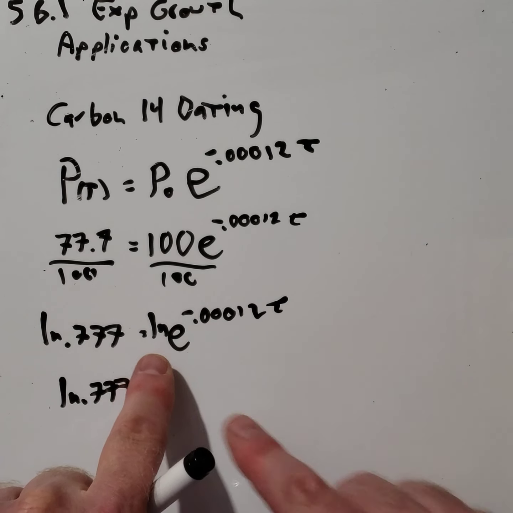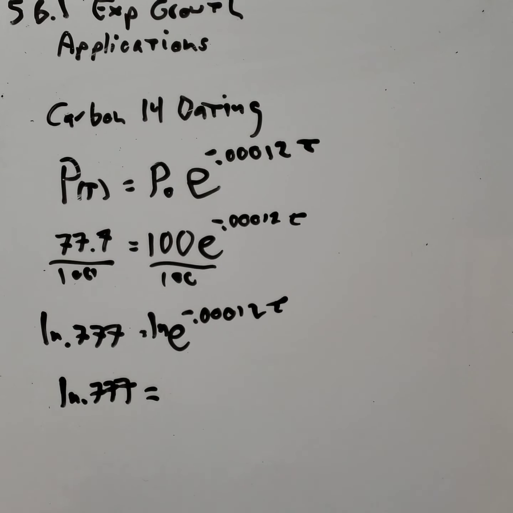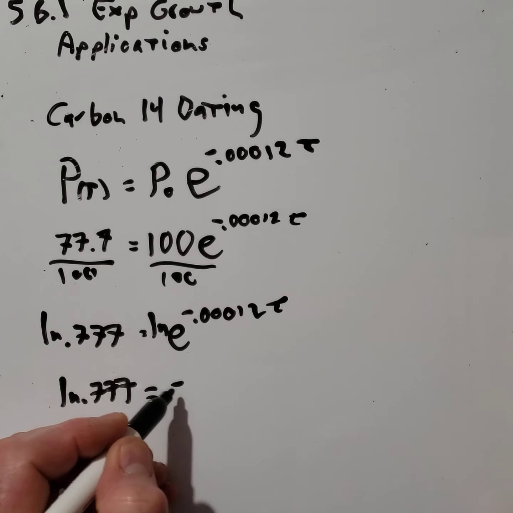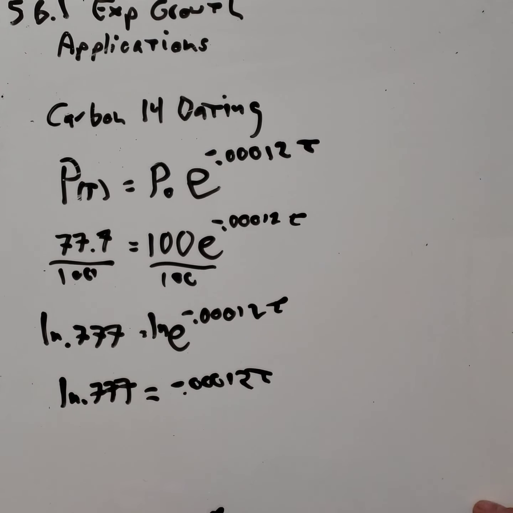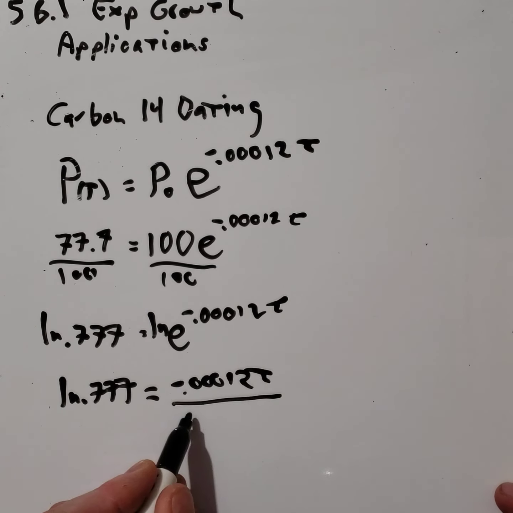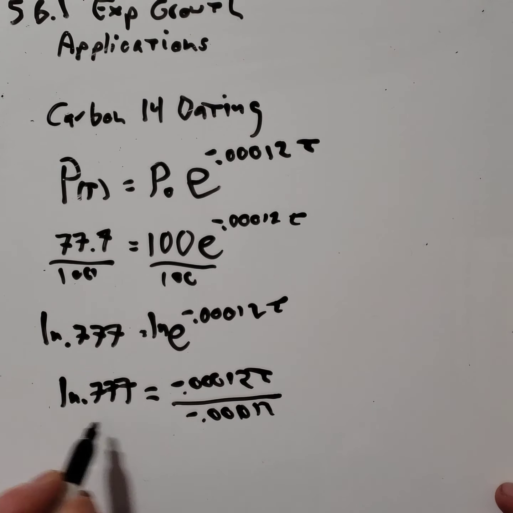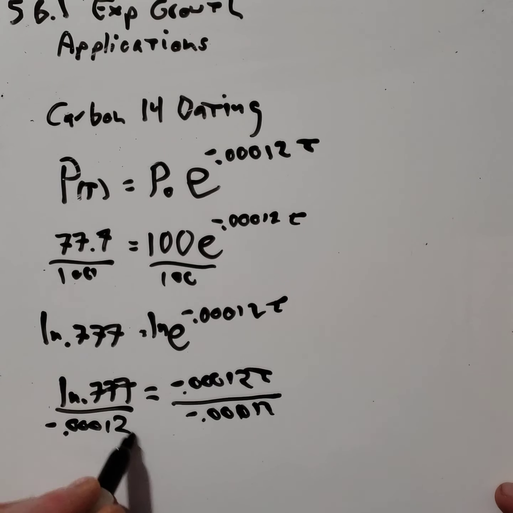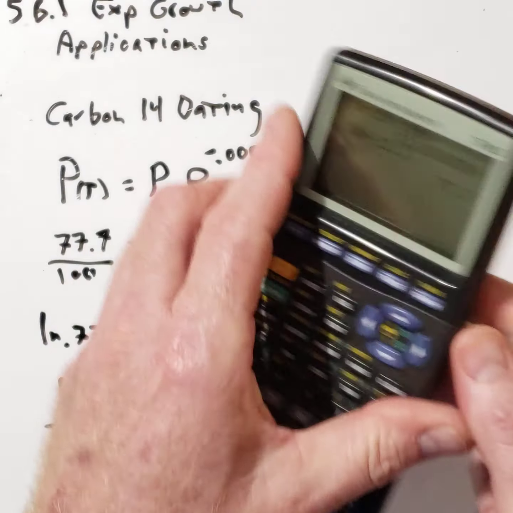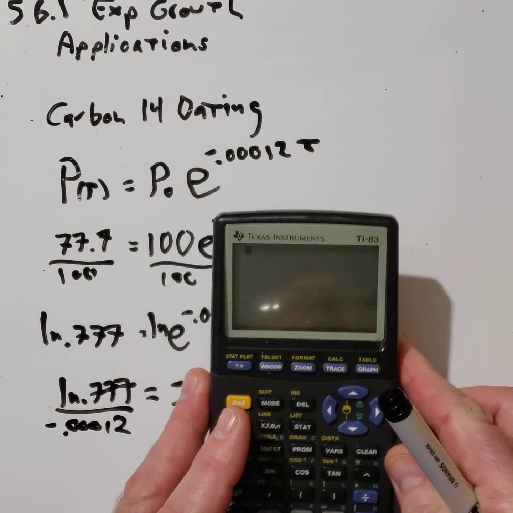Remember what the natural log is. It's asking the question, e to what power would be equal to e to that power? The answer is going to be that. So negative 0.00012 t. And all we have left to do is divide by negative 0.00012. And that's how many years the wrapping for the Dead Sea Scrolls, that's how long that papyrus has been dead.